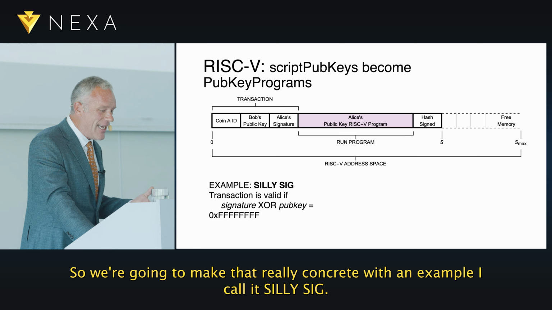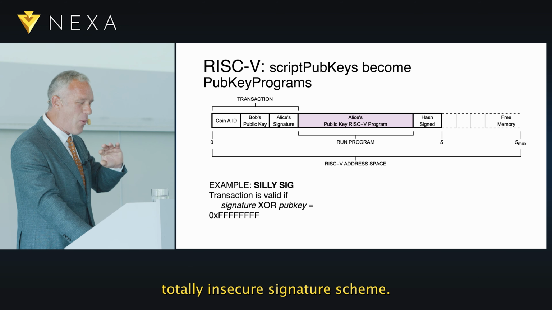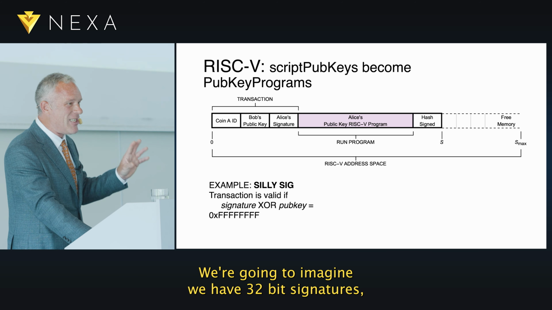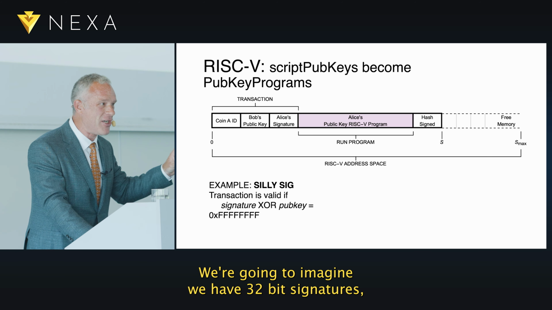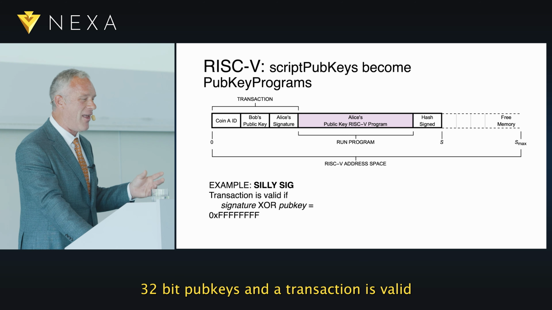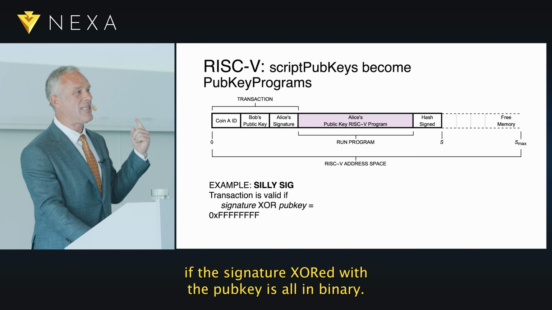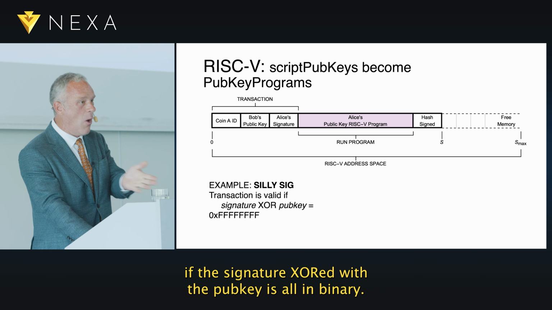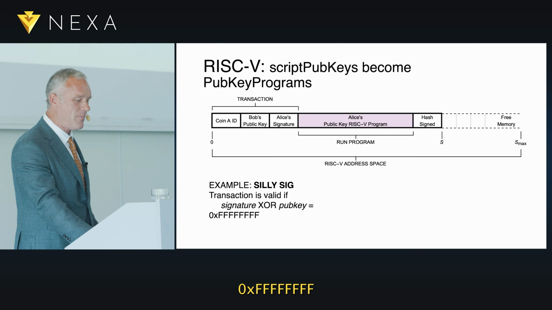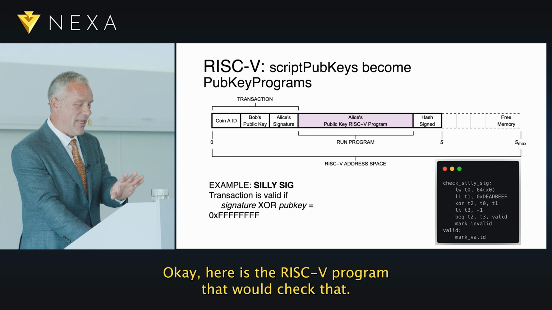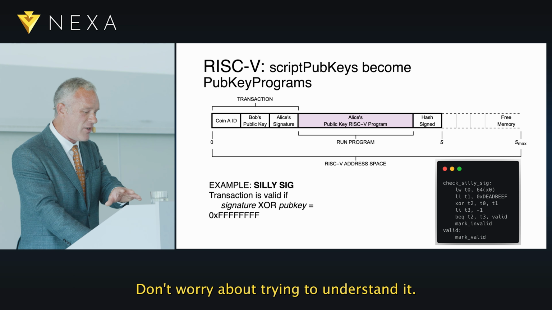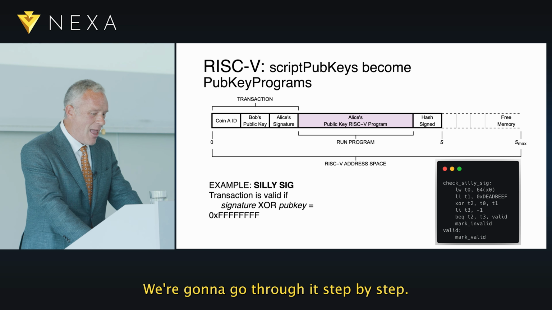I call it silly sig, and it's a totally insecure signature scheme. We're going to imagine we have 32-bit signatures, 32-bit pub keys, and a transaction is valid if the signature XORed with the pub key is all ones in binary, 0xFFFFFFFF. Okay, here is the RISC-V program that would check that. Don't worry about trying to understand it. We're going to go through it step by step.